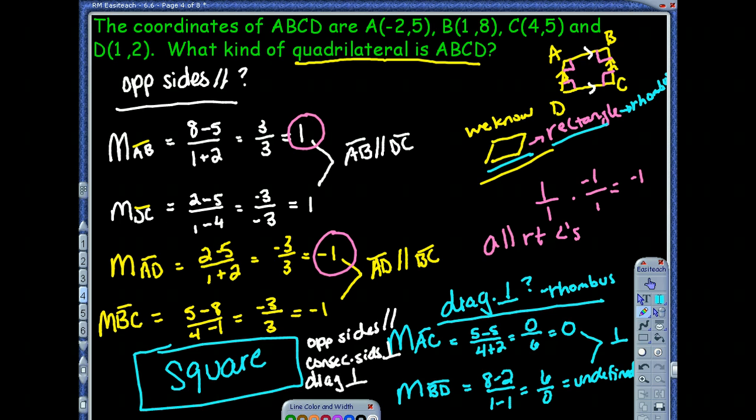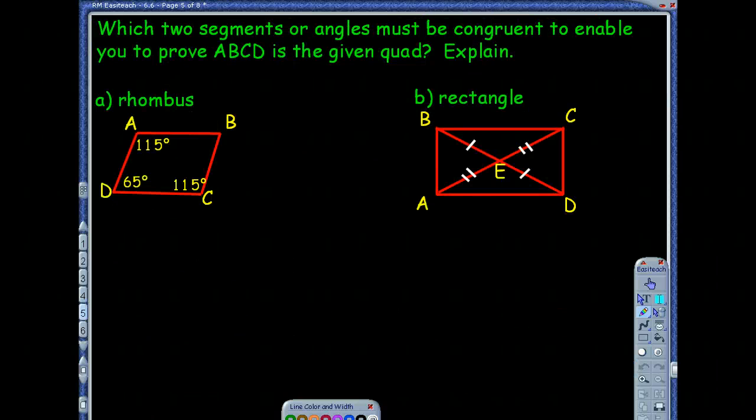All right. Let's see if we can move on. That would be a great test question. Hint, hint. All right. Now, what about this one? It says, which 2 segments or angles must be congruent to enable you to prove ABCD is the given quadrilateral? Explain. Okay, now, one thing I want to stress is that it says which 2 segments or angles. So you're talking about 2 segments having to be congruent or 2 angles having to be congruent.